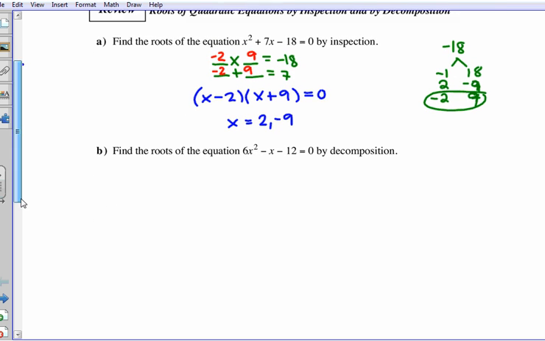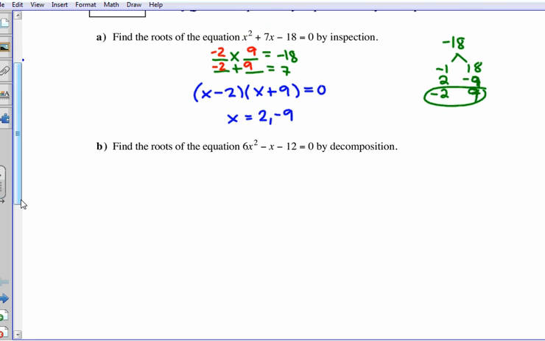Bingo. Okay, by decomposition. So there's no GCF. The middle number is 1, so right away we know there's no greatest common factor.